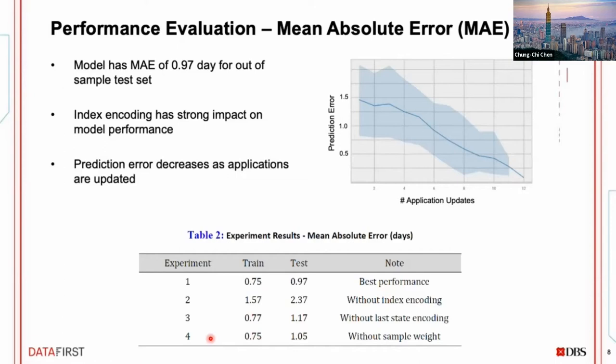Lastly, for experiment 4, we took out the sample weights for data that are more recent, and again the performance is lower. Now, the chart on the top right hand corner is a plot of prediction error versus the number of application updates. Basically, this is a way of verifying that as more information is added to the application in the form of updates, the prediction becomes more and more accurate as the prediction error drops. So we know that index encoding is working.